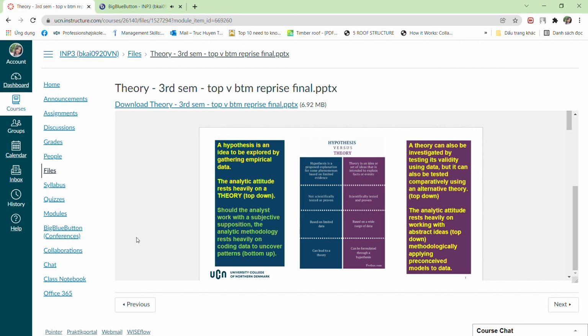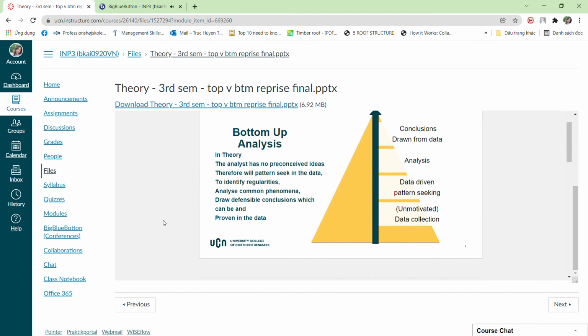And here in the triangle, at the bottom, it says unmotivated data collection. Unmotivated is a word which refers to the scientist, okay? So the scientist's analysis is not motivated by the idea that they want to prove. So the scientist is not motivated by a hypothesis. The scientist is motivated to look at the data and see what the data shows. So this is something you have to explain.